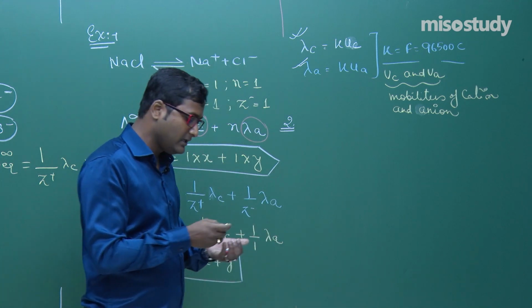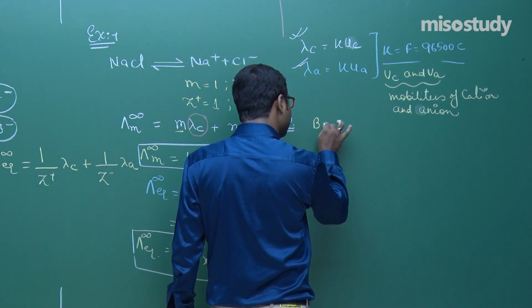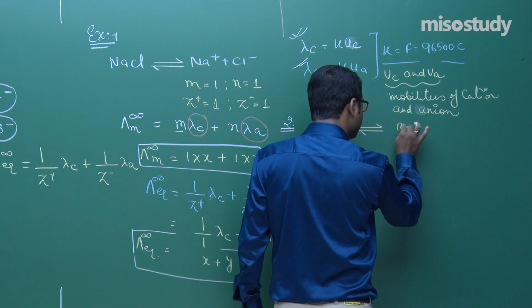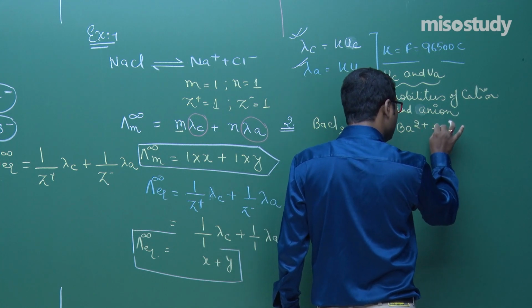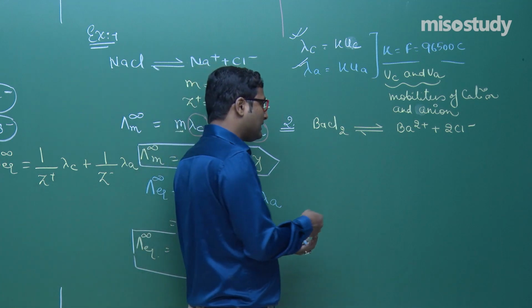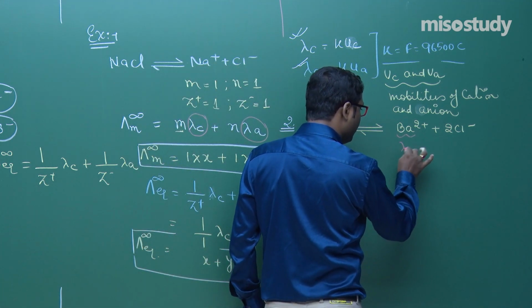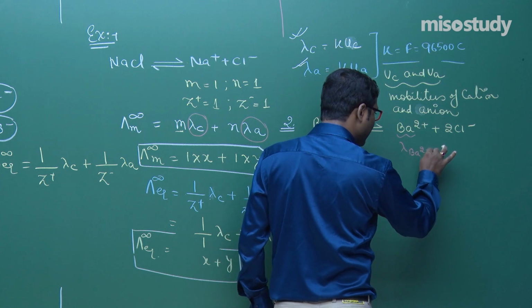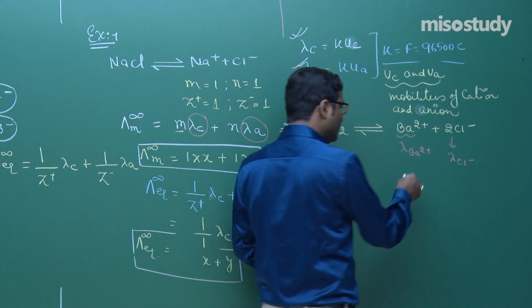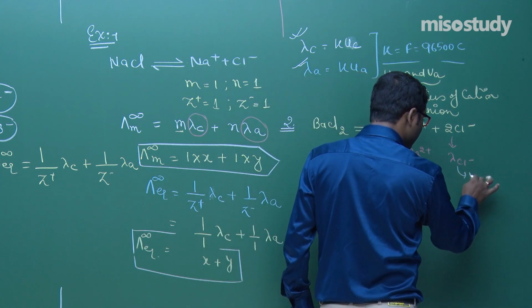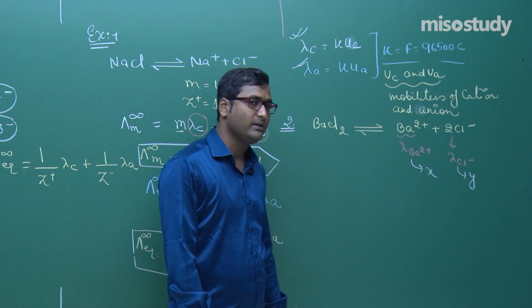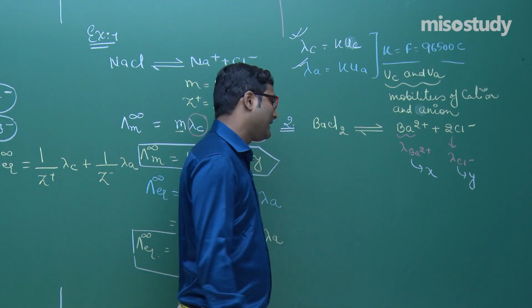Now I am giving another example, example number 2. If it is given here, that is BaCl2. As we know, BaCl2 will dissociate like this, Ba2 plus and 2Cl minus. Yes sir. Assume the ionic conductivity of Ba2 plus, that is the cation, and ionic conductivity of Cl minus, assume this is X and this is Y. Now find out the molar and equivalent conductivity at infinite dilution. That is the case.